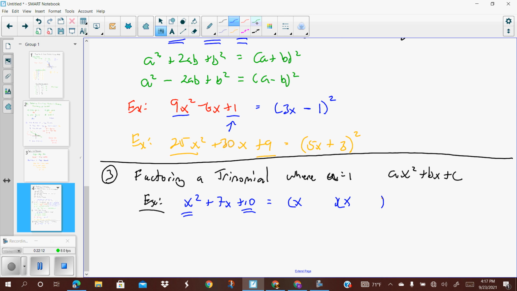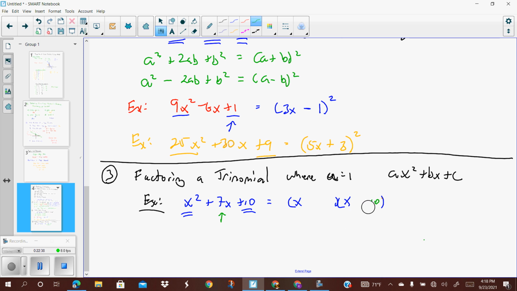What do I mean by that? Let's try the wrong one first. Let's say that this is 1 and this is 10. If I were to check by doing a FOIL operation, the outside is going to give me 10x when I multiply it. The inside is going to give me 1x when I multiply it. There's no way I can add the 10x and the 1x and get that 7x there. So that is the wrong combination.